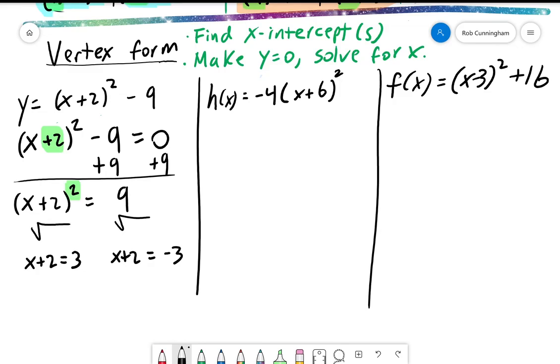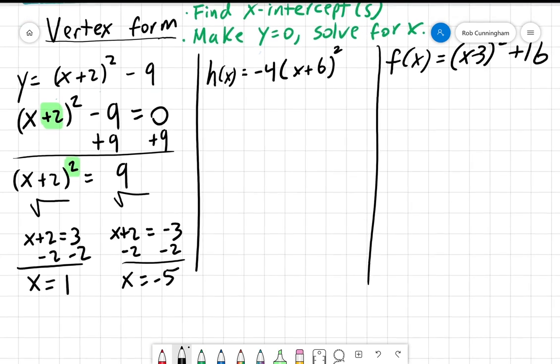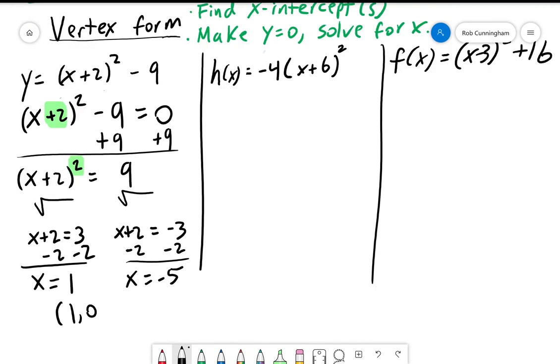So both of these answers are valid, which makes sense because, again, you can have two answers to a quadratic equation. Again, solving each by subtracting 2 from both sides, we get x equals 1 and x equals negative 5. My two x-intercepts are (1, 0) and (negative 5, 0).